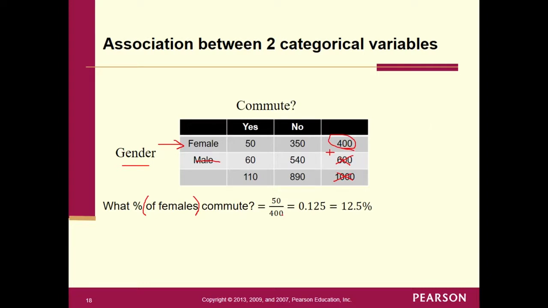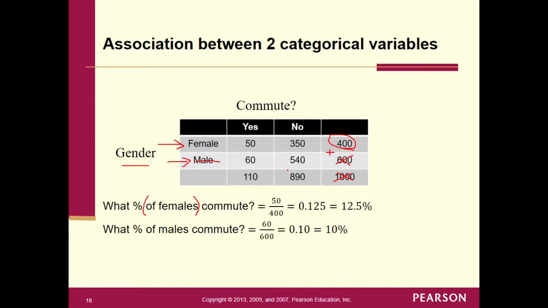So out of that group of females of 400, how many commute? Looks like 50 divided by 400, that's 1/8, that's 12.5%. So we know that that group is 12.5%. What percentage of males commute? Okay, so now what are we interested in? We're interested in that group. We're going to compare the males versus females, right?